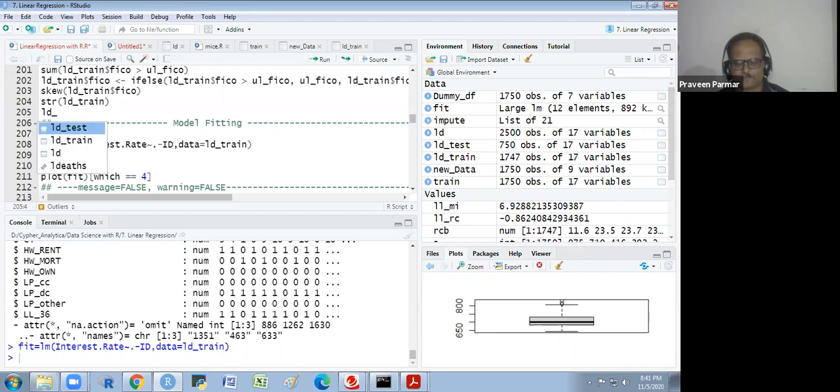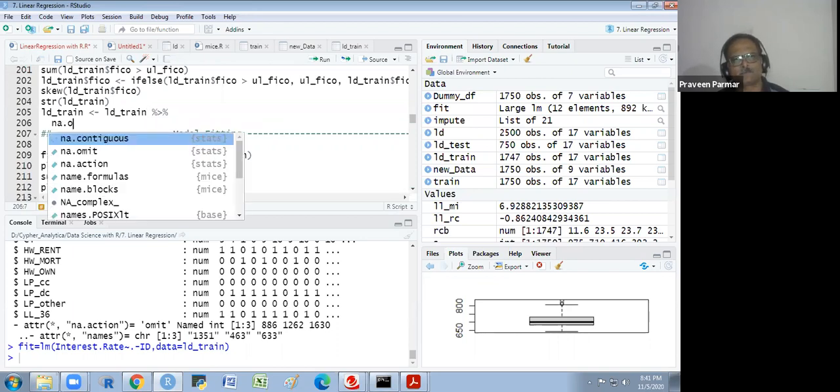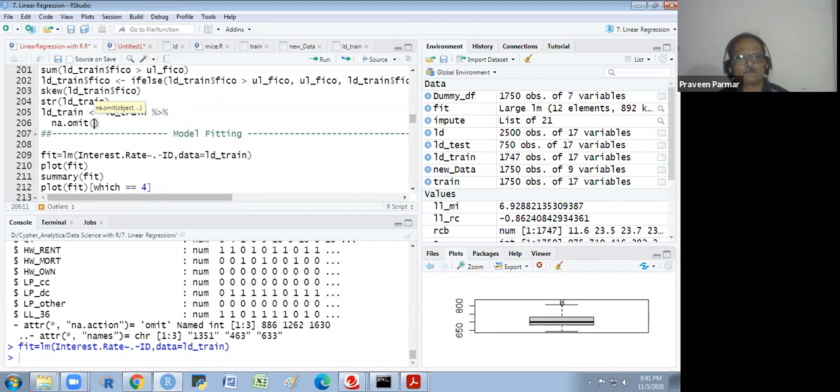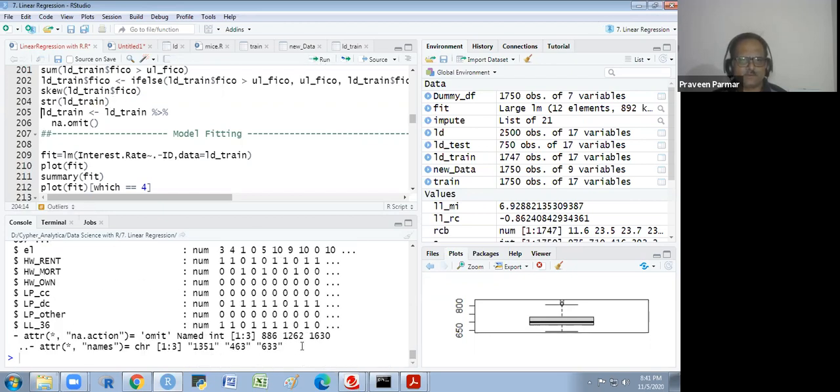So I do LD score trend. You see how many we have in trend? 1747. I will omit 1747. So now I see the structure. See what happens. Hey, still it is giving me.